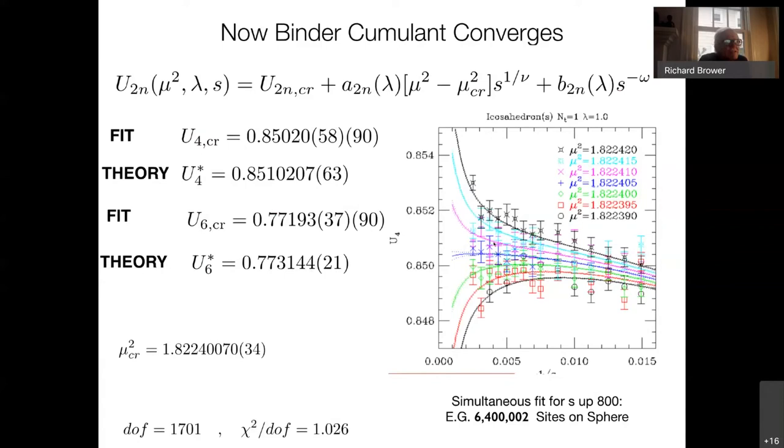So we know it to 1, 2, 3, 4, 5, maybe a little bit of six decimal places. So we can find the critical surface as we go to finer and finer lattice extremely accurately.